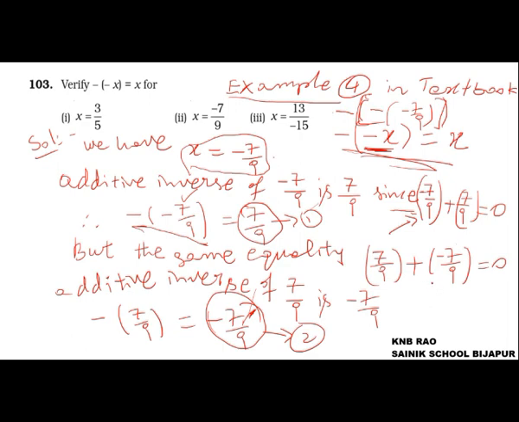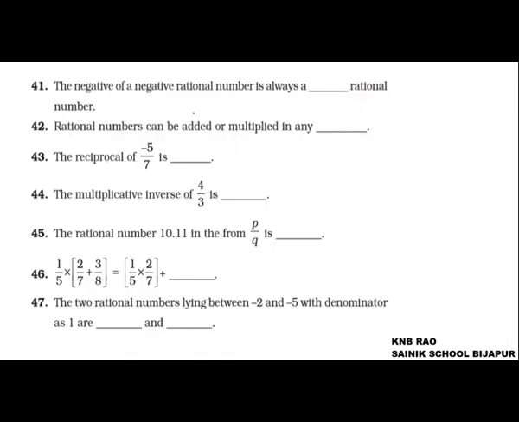Now we'll go to question number 41 onwards. I discussed till the 40th question in your previous sessions. Now we'll solve from 41 onwards. They're all fill in the blanks type. The negative of a negative rational number is always positive.